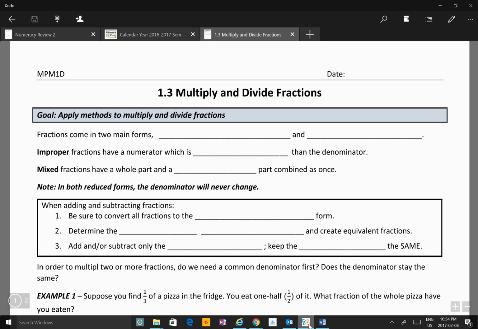1.3, multiplying and dividing fractions. So the goal for this lesson is to learn how to apply methods to multiply and divide fractions. Okay. Fractions come in two main forms.